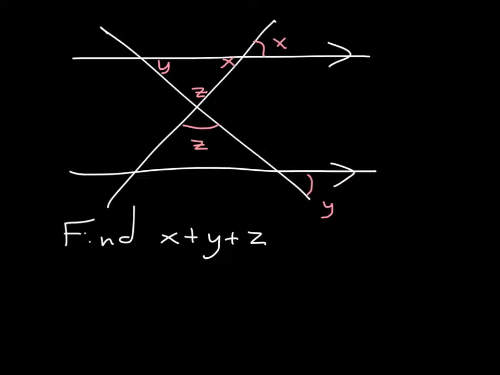And so if I look at that, I have x plus y plus z. They're the three angles of a triangle. So this is really easy. So I can say x plus y plus z is 180.